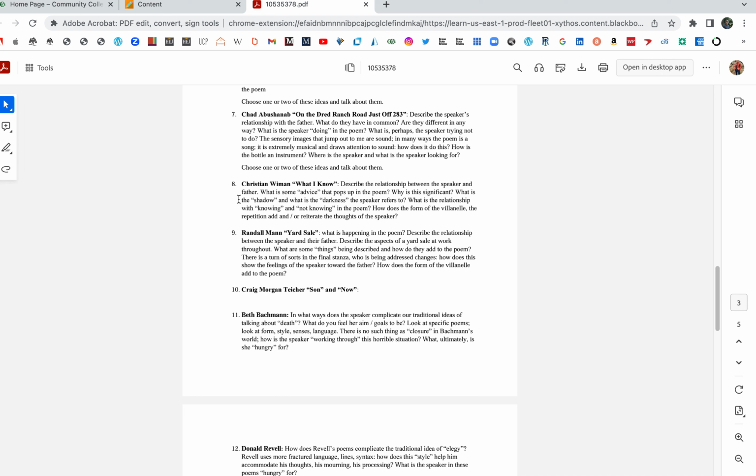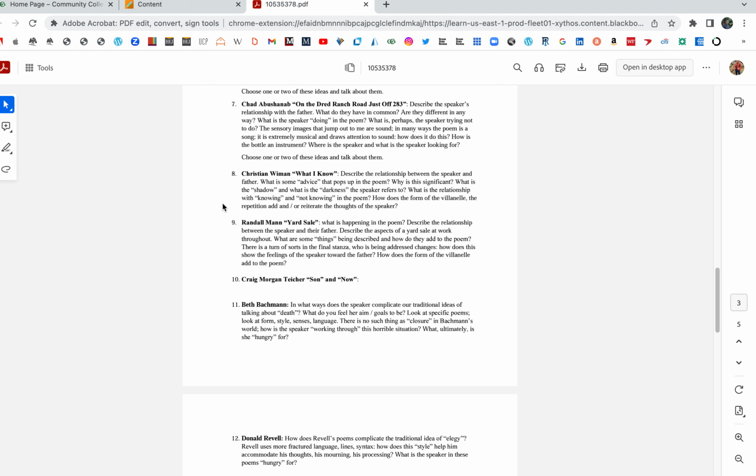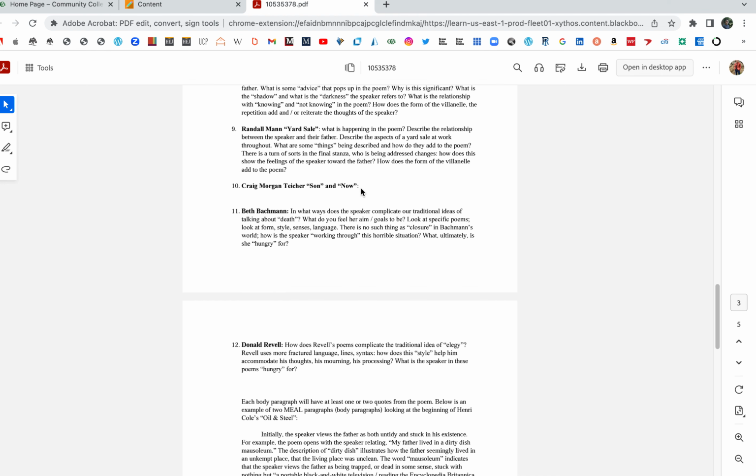Christian Wyman's What I Know. Describe the relationship between the speaker and father. What is some advice that pops up in the poem? Why is this significant? What is the shadow and what is the darkness the speaker refers to? What is the relationship with knowing and not knowing in the poem? How does the form of the villanelle, the repetition, add and or reiterate the thoughts of the speaker? Choose one or two and talk about them.